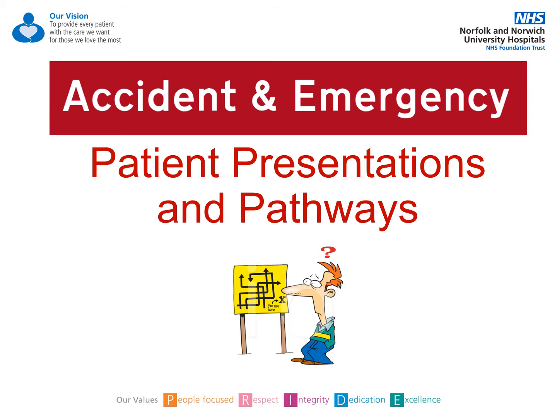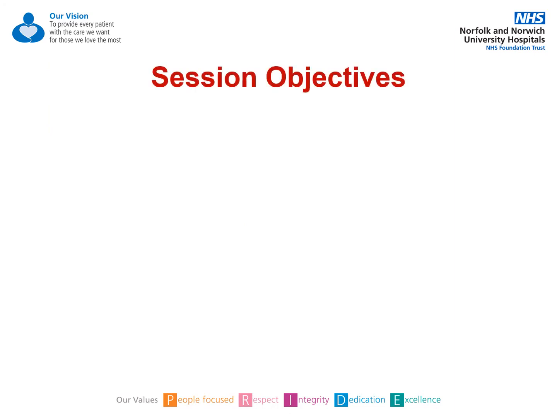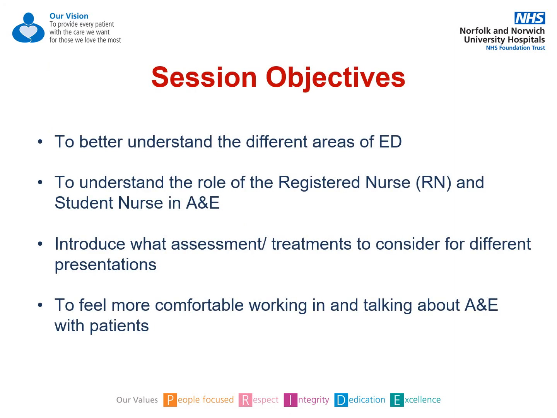So let's just have a look at the objectives. First objective, I'm going to talk through all of the different areas of A&E as they stand at the moment, so we can understand what goes on in each place and what happens to the patients. We're going to have a quick look at the role of the nurse in A&E as well as the student nurse.